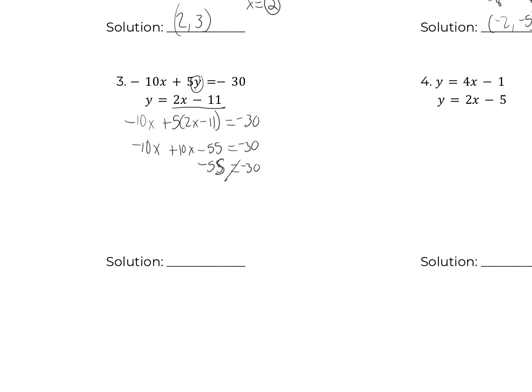Because that is not a true statement, it's not like we made a mistake anywhere. We didn't have a typo or something. We actually have parallel lines. So there are no solutions.